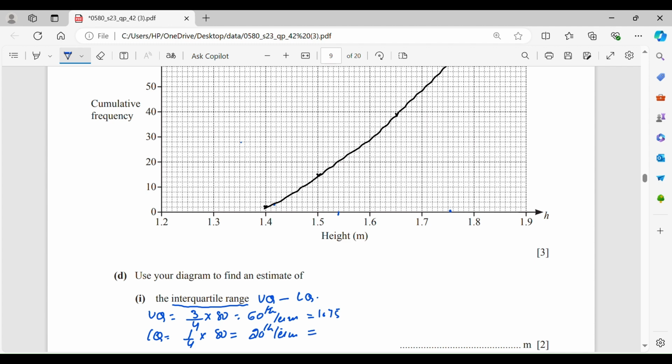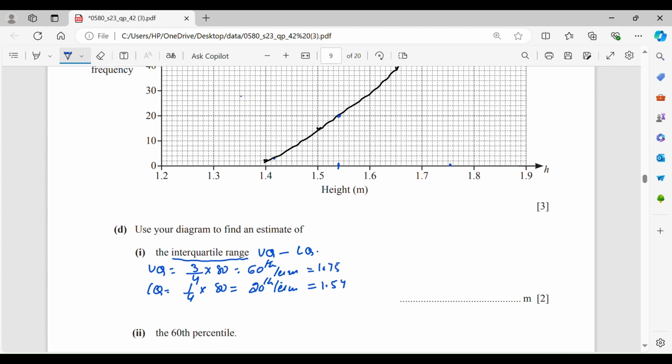So now find the lower quartile. It is at the 20th term. The 20th will be this one, right? So it will be 1 2 3 4, 1.54. So upper quartile minus lower quartile will be equal to 1.75 minus 1.54, which is equal to 0.21 meter. So our answer is 0.21 meter. Not 21, it's 0.21.